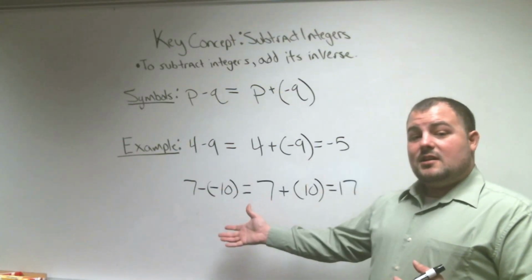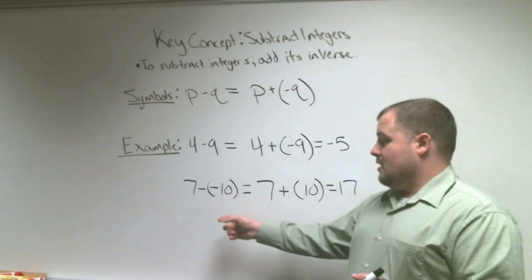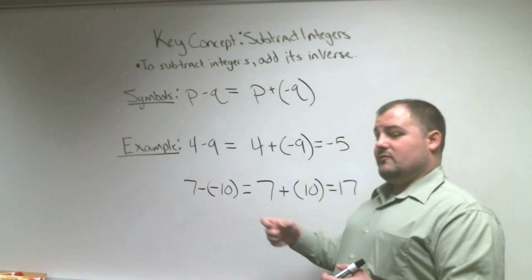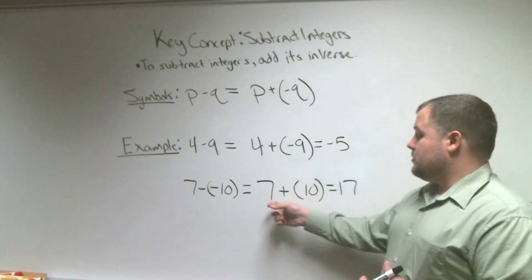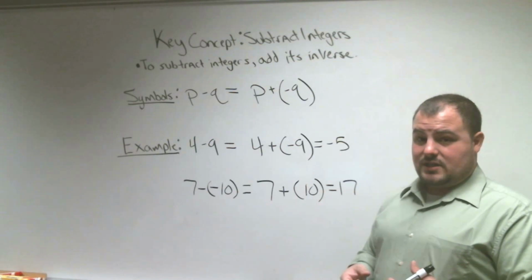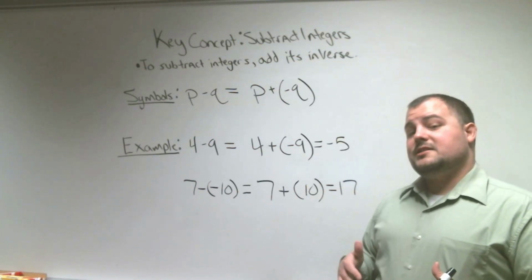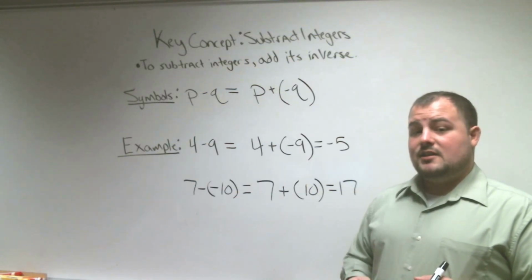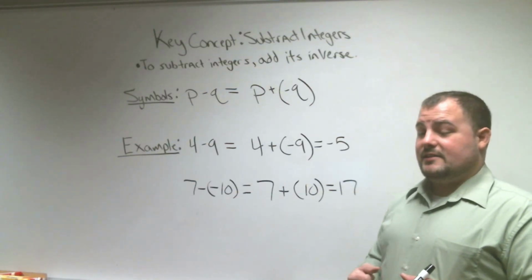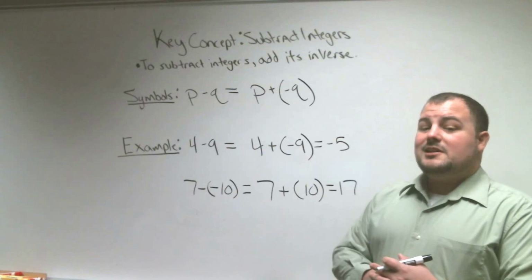Same thing happens whenever we have double negatives. It would be 7 minus negative 10. So what we do is we make it 7 plus positive 10. So we change subtraction to addition, and we change the sign of the number behind the subtraction sign. Change the sign, change the number behind the sign. 7 plus 10 is 17.